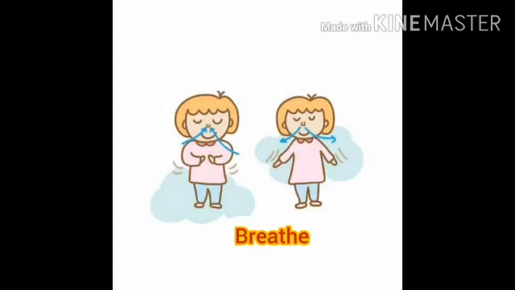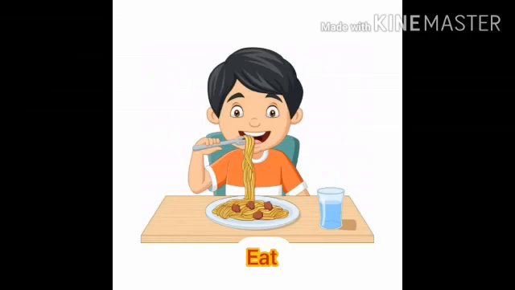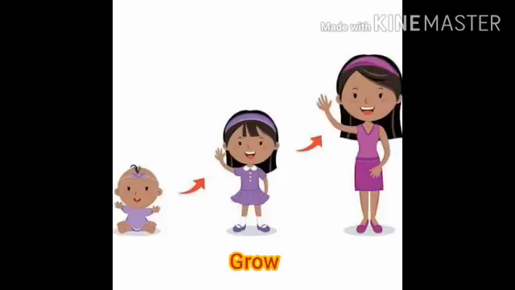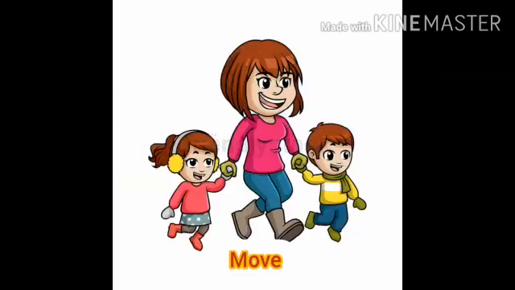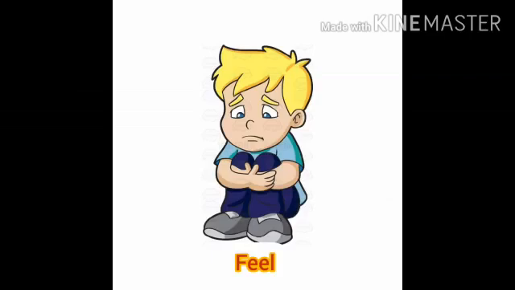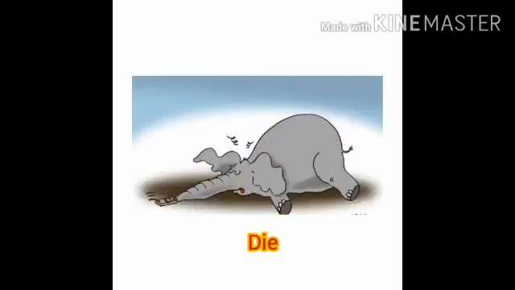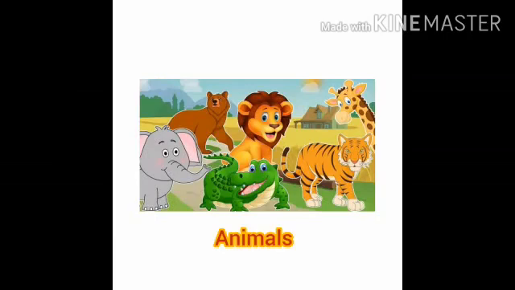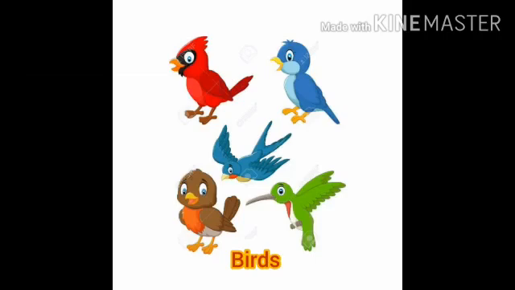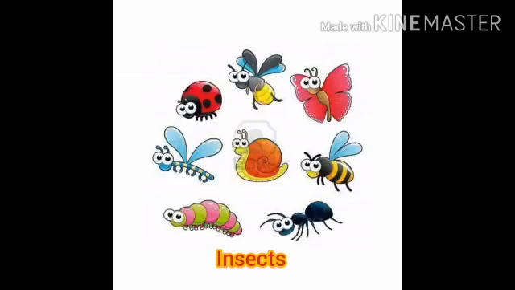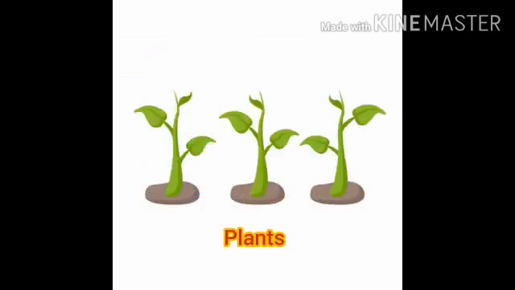Things that can breathe, can eat, can grow, can move, can feel, can produce their young ones, and die are called living things. For example, animals, birds, insects, plants, and human beings.